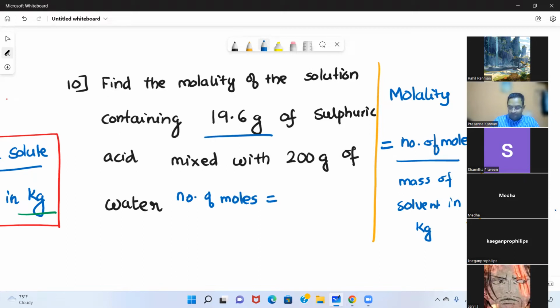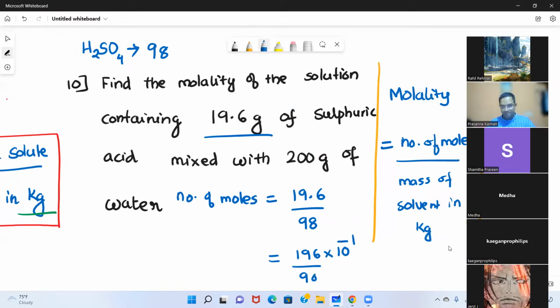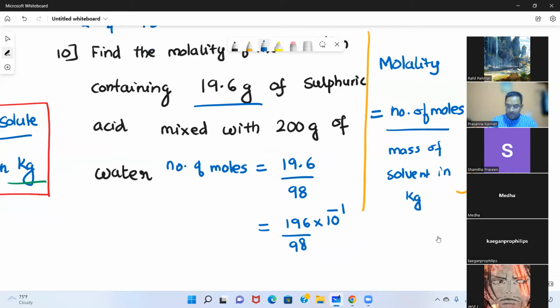What is the given mass of solute? 19.6 divided by molecular mass. What is sulfuric acid's formula? H2SO4. Once you know the formula, you can find out the molecular mass. Already we have calculated, right? 2 into 1 plus 32 plus 4 into 16, you will get 98. So we divide by 98. So here 19.6, I can write it as 196 into 10 to the power minus 1 divided by 98. So this gets cancelled. You get 2. This I can write as 2 by 10, or you can write it as 1 by 5. Number of moles is 1 by 5 or 0.2.